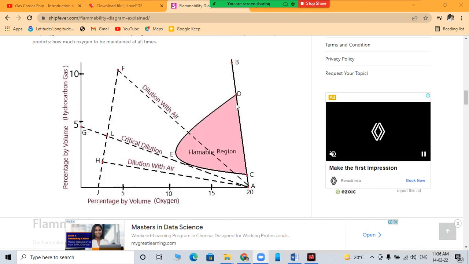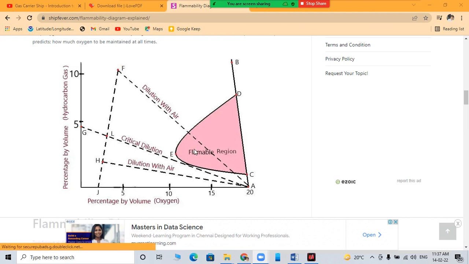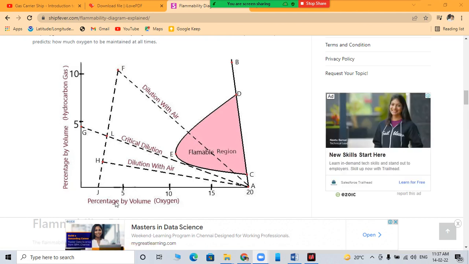So this is the flammability diagram, and this is the flammable region. You can see C, E, D. These parts are the flammable region. You can put the pointer at any point. The x-axis shows the percentage by volume of oxygen, and the y-axis shows the percentage by volume of hydrocarbon gas.